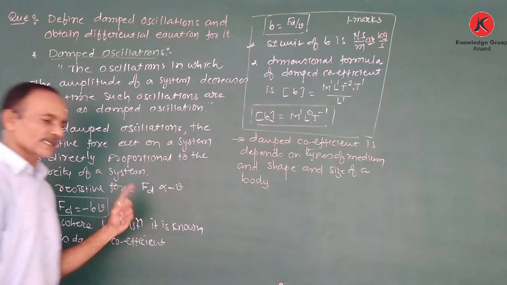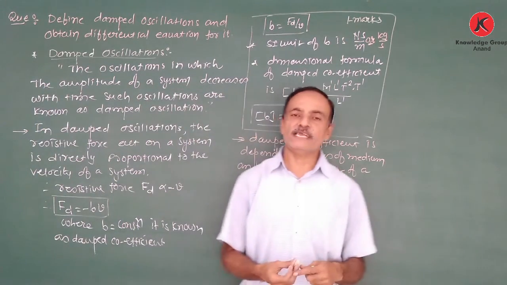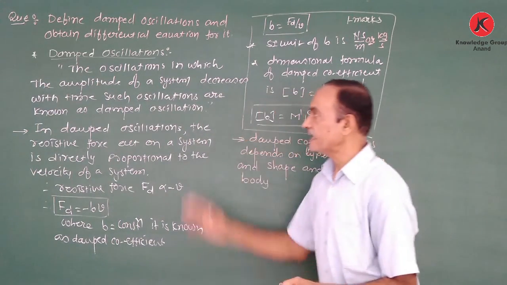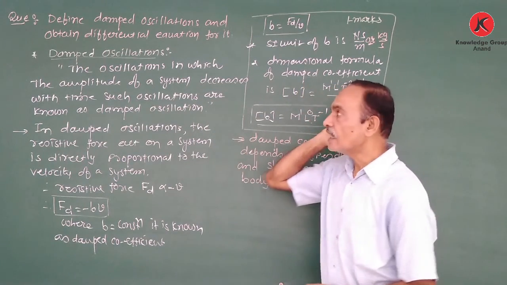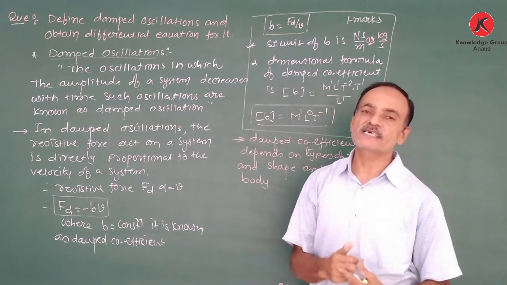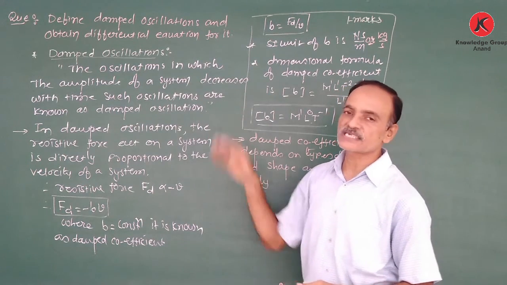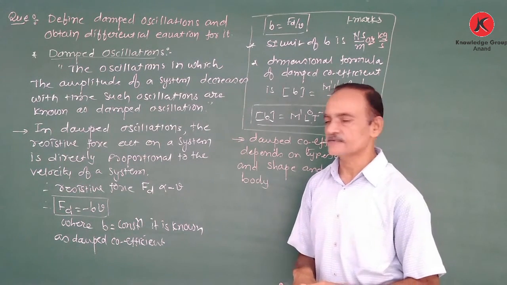So there is the information about the damped oscillation and what is the damped coefficient. Again, what is the damped oscillation? The oscillation in which the amplitude of a system decreases with time. Such oscillations are known as the damped oscillation.